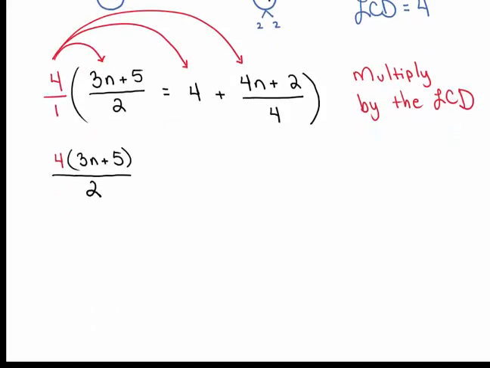Okay, so you're going to notice here in this step I'm not going to distribute the 4 to the 3n plus 5, and the reason I'm not going to distribute it is because I'm going to end up canceling out common factors before I do that. Also, I'm not going to distribute the 4 to the 4n plus 2 because once again I want to cancel out common factors before I distribute.